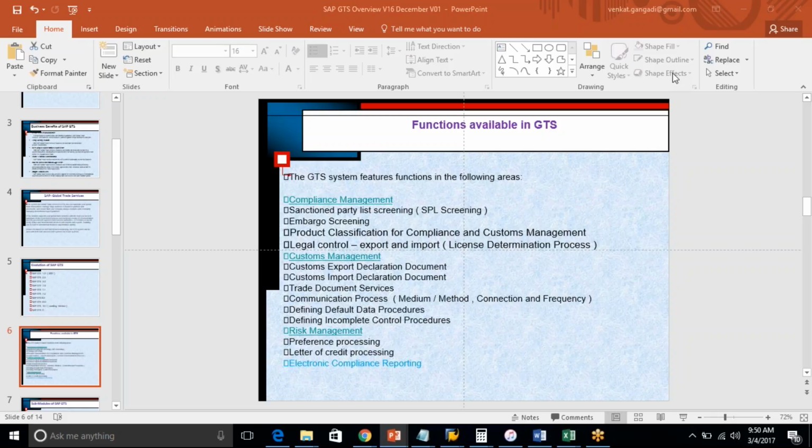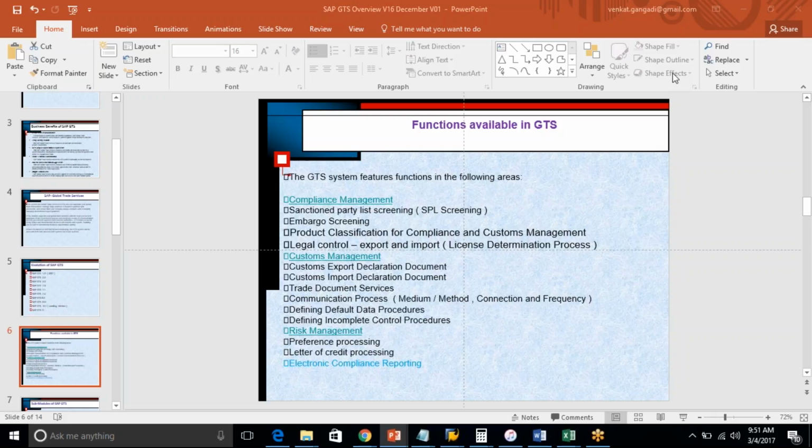So here the first submodule of SAP GTS is called compliance management. GTS is a new dimensional module, and it has four submodules: compliance, customs, risk, and electronic compliance reporting. Out of those, compliance management is the one which is leading and has huge demand in the GTS market.